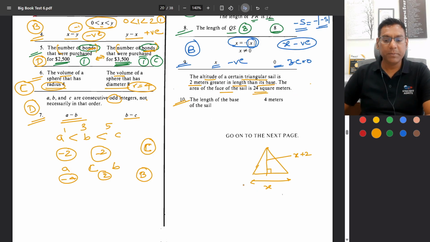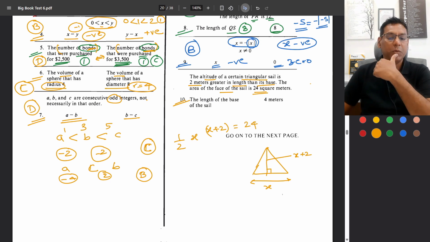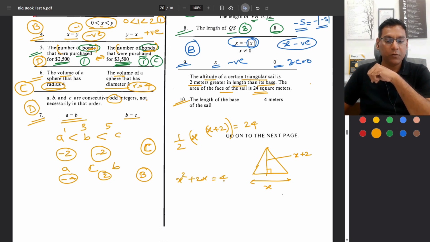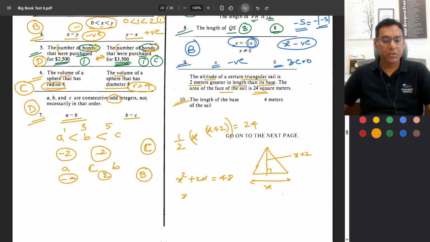So what's going to be the area? The area is going to be half times base, that is x, times height, which is x plus 2. That is given to be 24. Let me bring all the terms to one side, so I get x square plus 2x minus 48 is equal to 0.